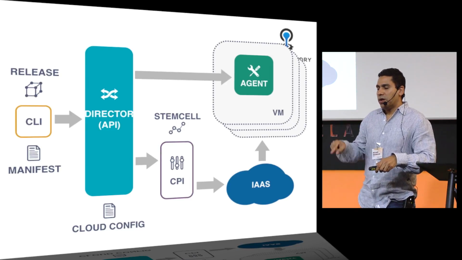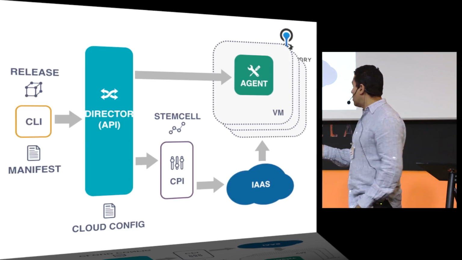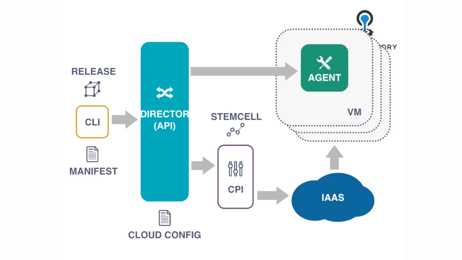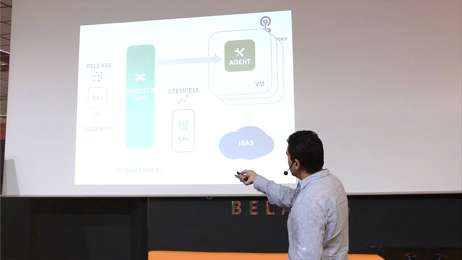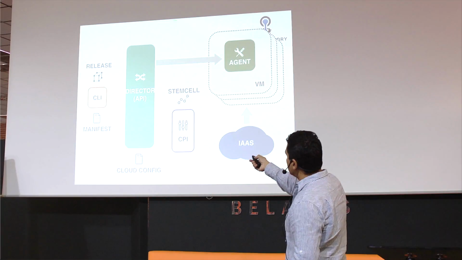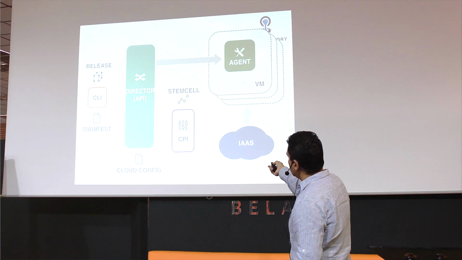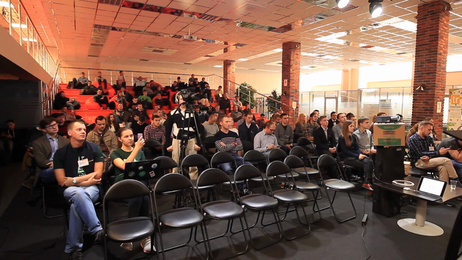Now, of course, a key part of instantiating the VMs and the stem cell is that there's this thing called the agent that runs on each VM. The agent is where the director can say, hey, I want this release to be on this VM. So it tells the agent, go get this release. Because all of the releases are in some blob store, the agent goes and fetches the stuff from the blob store and installs it.